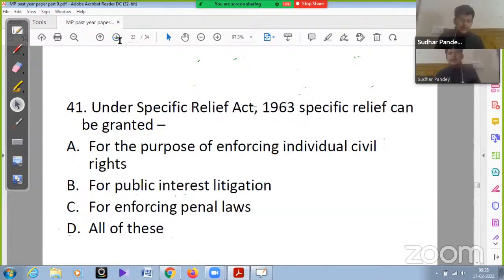Question number 41. Now, this is the first question of the Specific Relief Act 1963. Specific relief can be granted: A, for the purpose of enforcing individual civil rights; B, for public interest litigation; C, for enforcing penal laws; and D, all of these.